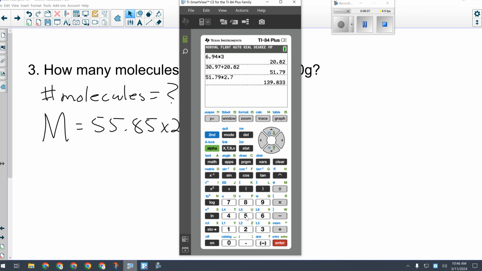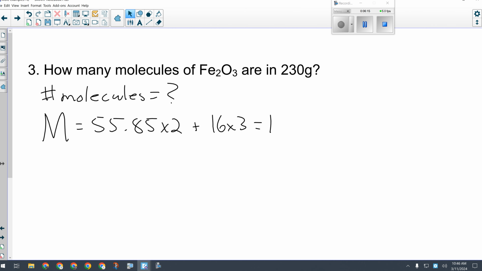So 55.85 times 2 plus 16 times 3, and he's going to give me 159.7 grams per mole. Okay. And they tell me I have 230 grams, which is little m.